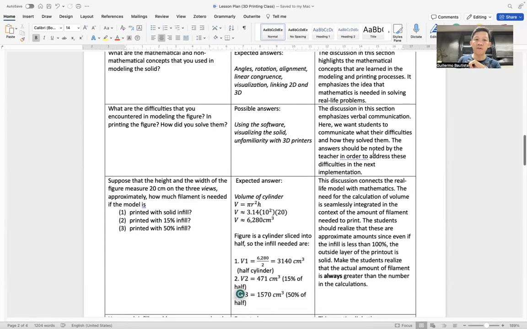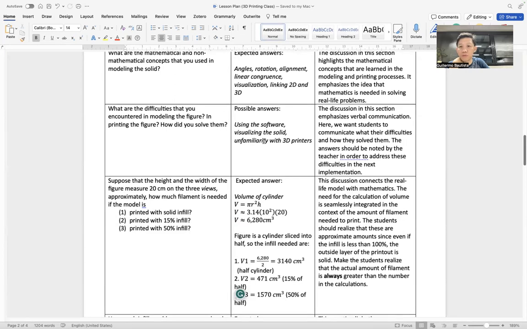The second is, what are the difficulties you encountered in modeling the figure, in printing the figure, and how did you solve them? So the possible answers that I expect for this, I haven't tried this yet with students. So maybe using the software. Maybe some of the students don't know how to use a modeling software. In Austria, students usually know, but in other parts of the world, particularly in my country, some students do not know how to use even Tinkercad.